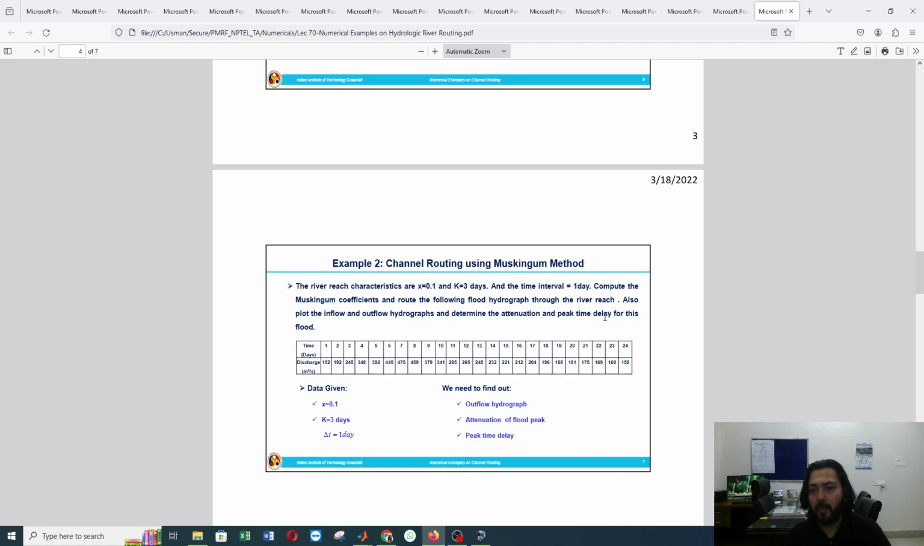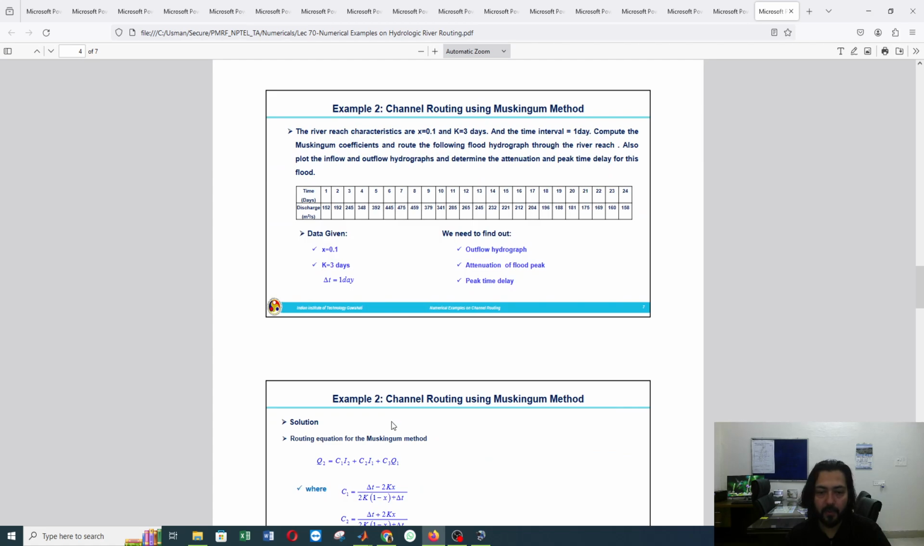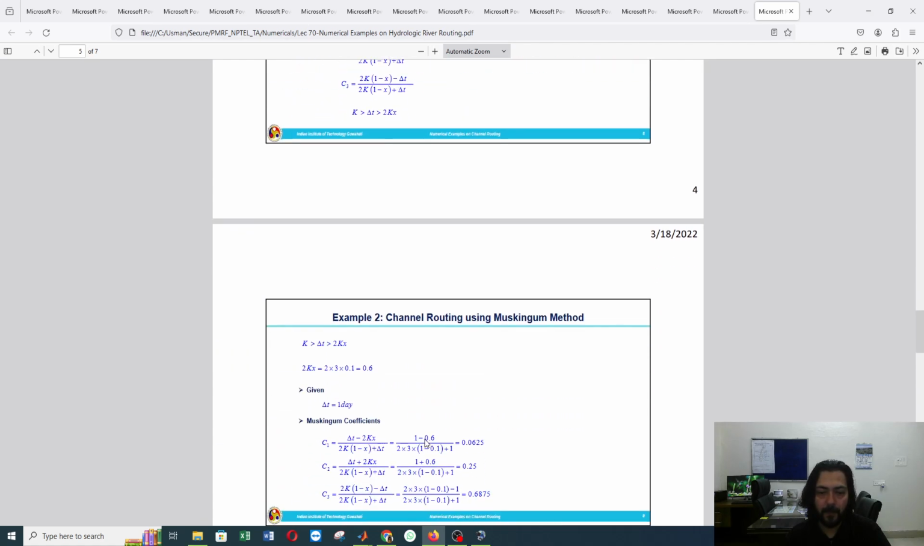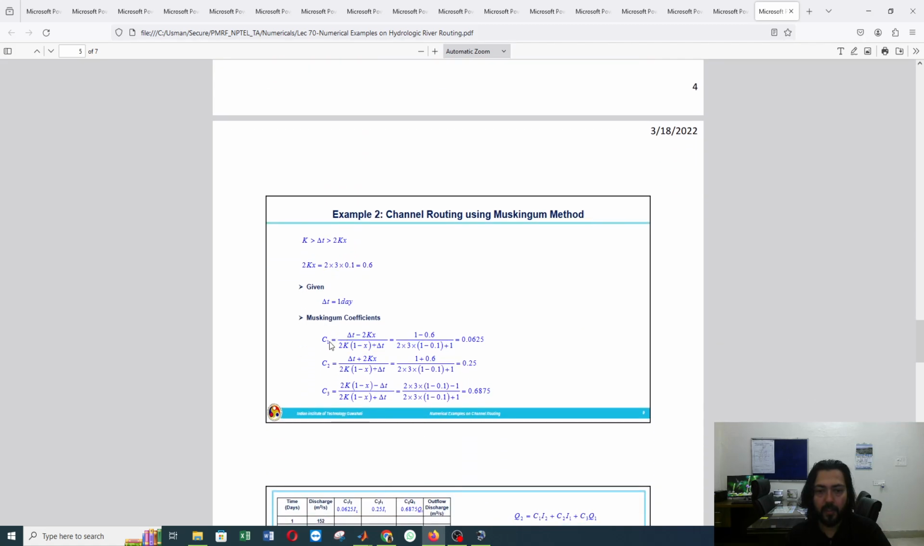Then another numerical that could be asked for the Muskingum method is to calculate the attenuation and peak, right? So here they have given the value of X and the value of K. The first thing is to calculate the coefficients, that is C1, C2 and C3. We know the equation for each of the Muskingum coefficients, which is based on time, K and X. So using that we got the values of C1, C2, C3.